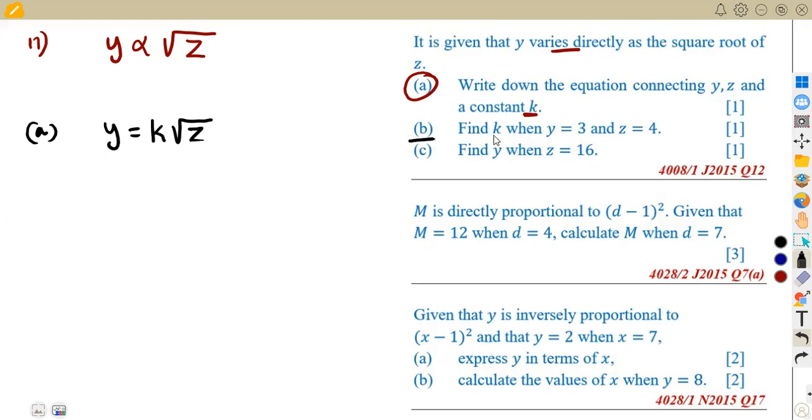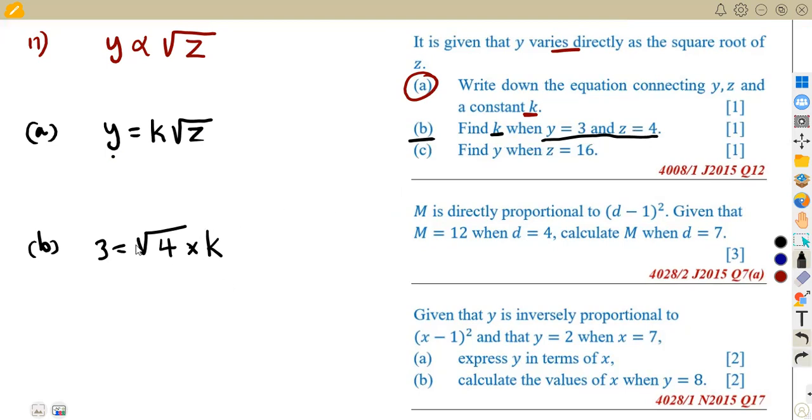Question B, find K. This is now item B. So we are starting from this relationship that you already have. Remember, to find K, we are supposed to substitute the values that we are given here, the values of Y and Z. So Y is given as 3, so 3 is equal to the square root of Z, in this case 4, times K. Whatever we get here, you multiply by K.